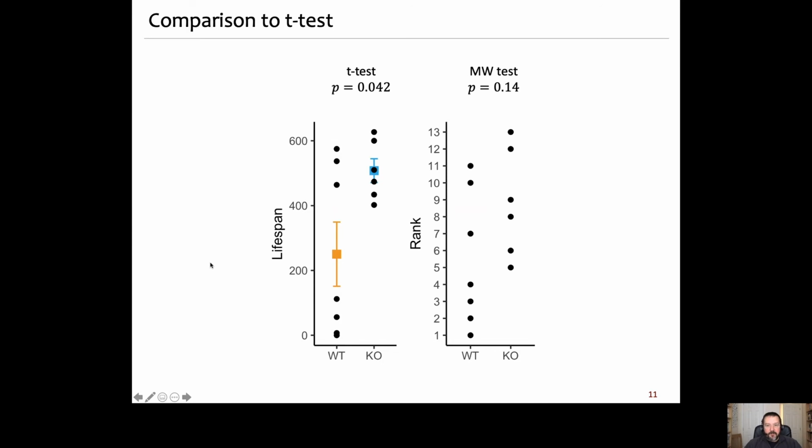However, there is a problem with this approach as lifespan data are obviously non-normal. There is a group of mice here with shorter lifespan and 2 of them where lifespan is exactly 0. These are outliers. So the t-test will be strongly affected by these outliers. The Mann-Whitney test is based on ranks, and the right-hand panel shows only ranks, not actual values. And this test provides a p-value of 0.14.